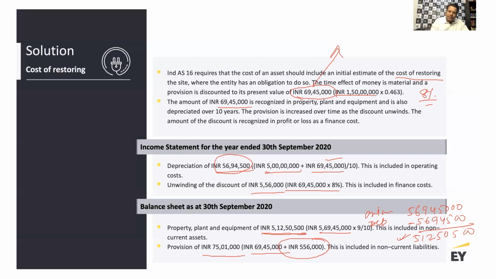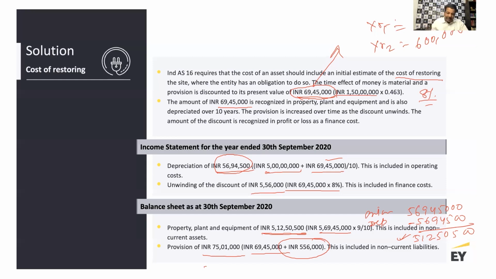So at inception, my outstanding liability was 69,45,000. Hence, in year 1, my interest cost was how much? My interest cost was 5,56,000. Now in year 2, because your carrying value has changed to 75 lakh 1,000, if I apply 8% to 75 lakh 1,000, that number comes to 6 lakh. So in year 2, my interest cost will be 6 lakhs.